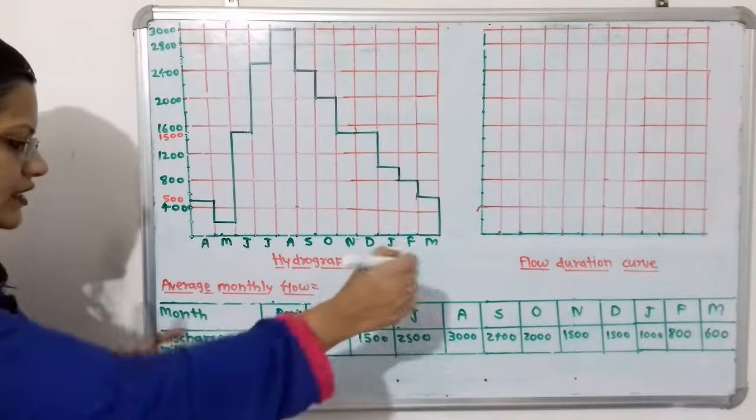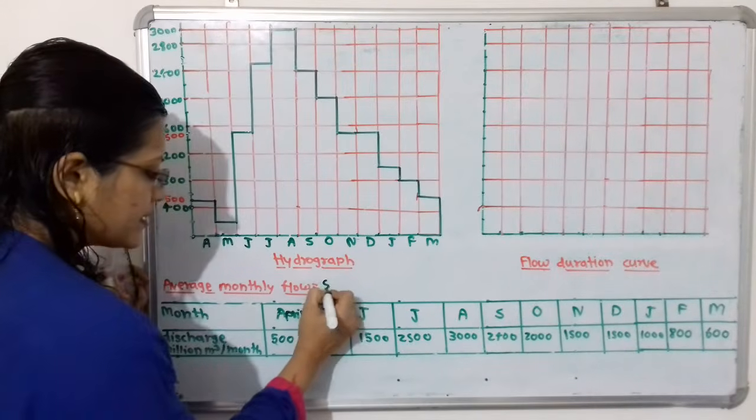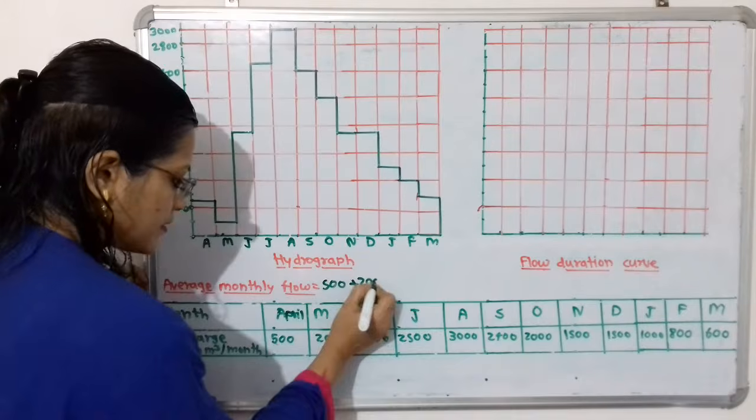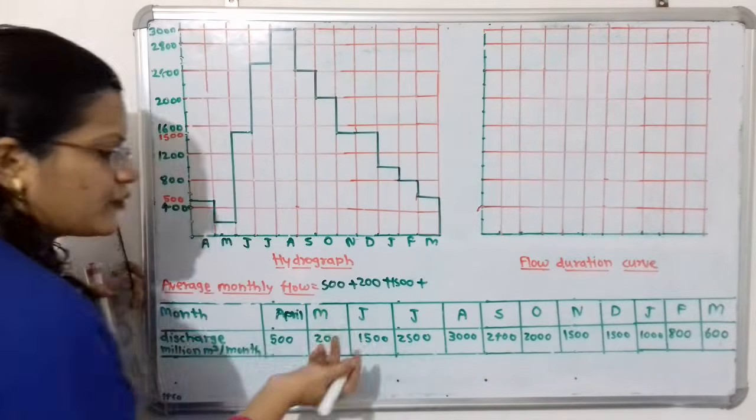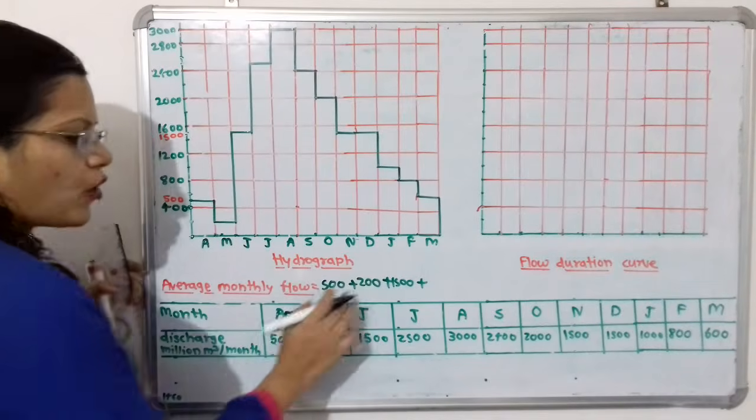So we will add all these, that is 500 plus 200 plus 1500 plus we can also take 100 as a common term.